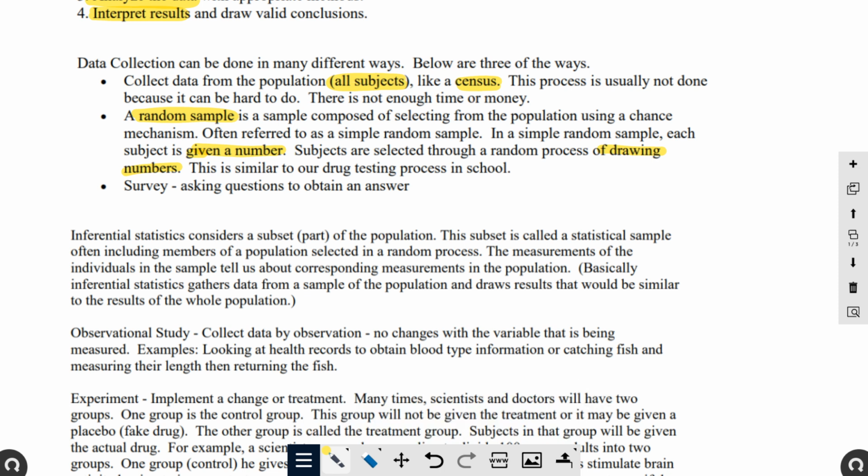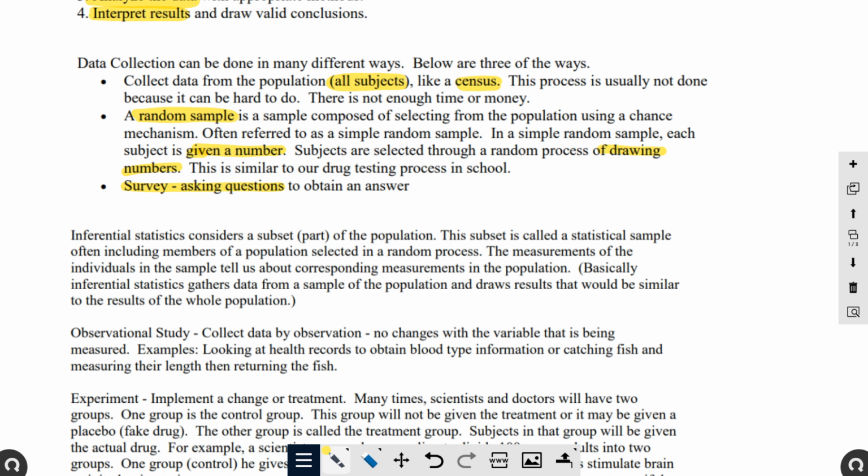A simple random test or simple random sample is where we divide into groups like we just did, and then we can test just some people or everyone. Now, a survey is another way to get information, and that's by asking questions. Depending on who asked the question, depends on how biased the survey is.